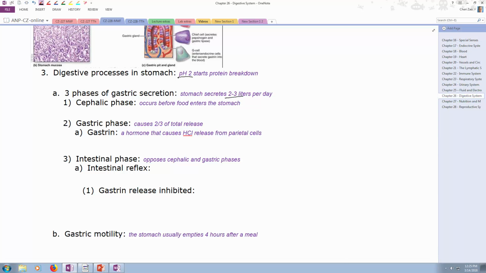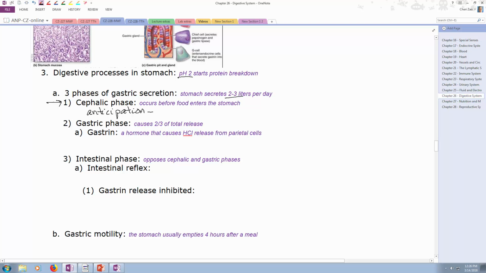So we already made 1 to 1.5 liters a day of saliva. Now we're making 2 to 3 liters a day of gastric juice. So there's a lot of fluid going into the lumen of our digestive tract. The cephalic phase. Cephalic is your head, and that's a cerebral phase because it means that anticipation is important in the release of gastric juice.